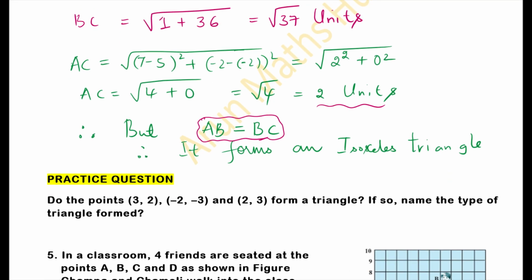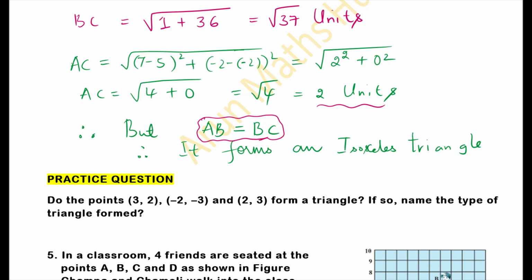Now a practice question for you. Do the points (3, 2), (-2, -3) and (2, 3) form a triangle? If so, name the type of triangle formed. In the same way, draw a rough triangle figure and consider point A as (3, 2), point B as (-2, -3) and point C as (2, 3), and find the lengths AB, BC and CA. If all the sides are equal, it is an equilateral triangle. If all the sides are not equal, then it is a scalene triangle.